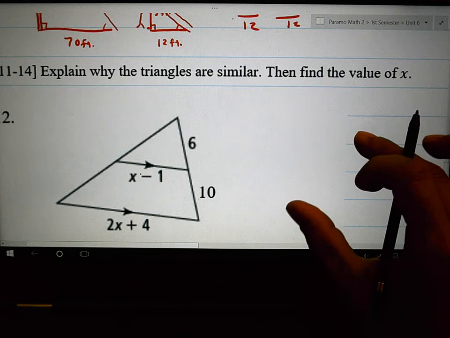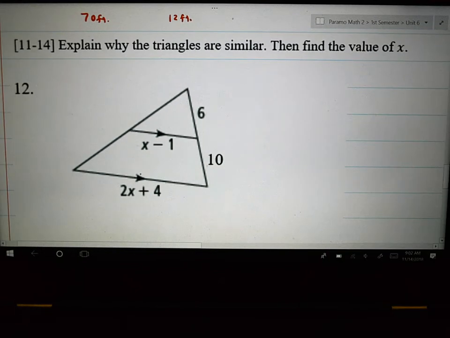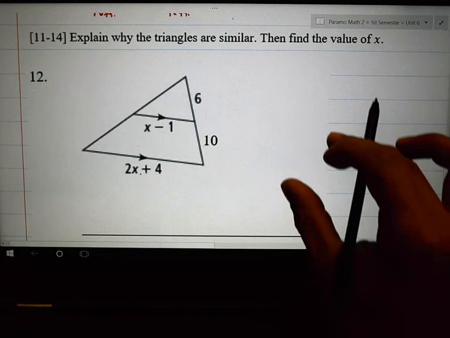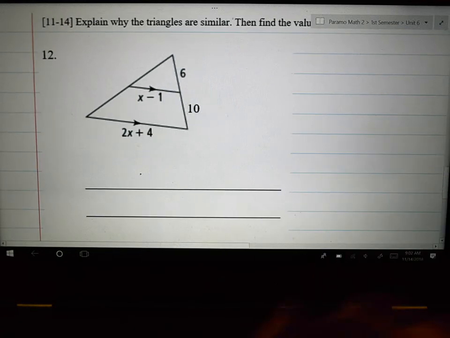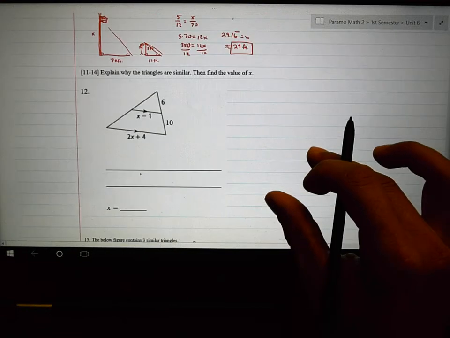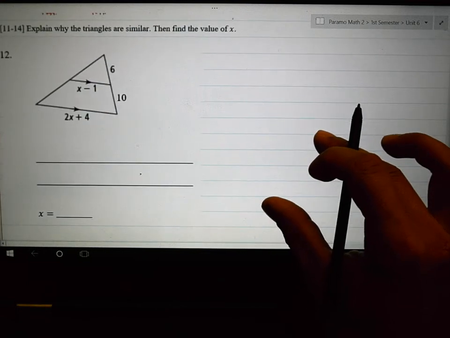Number 12. It says, explain why the triangles are similar. Then find the value of x. So this is a two-part question. Alright, so I'm trying to make sure I get everything in there. There we go.